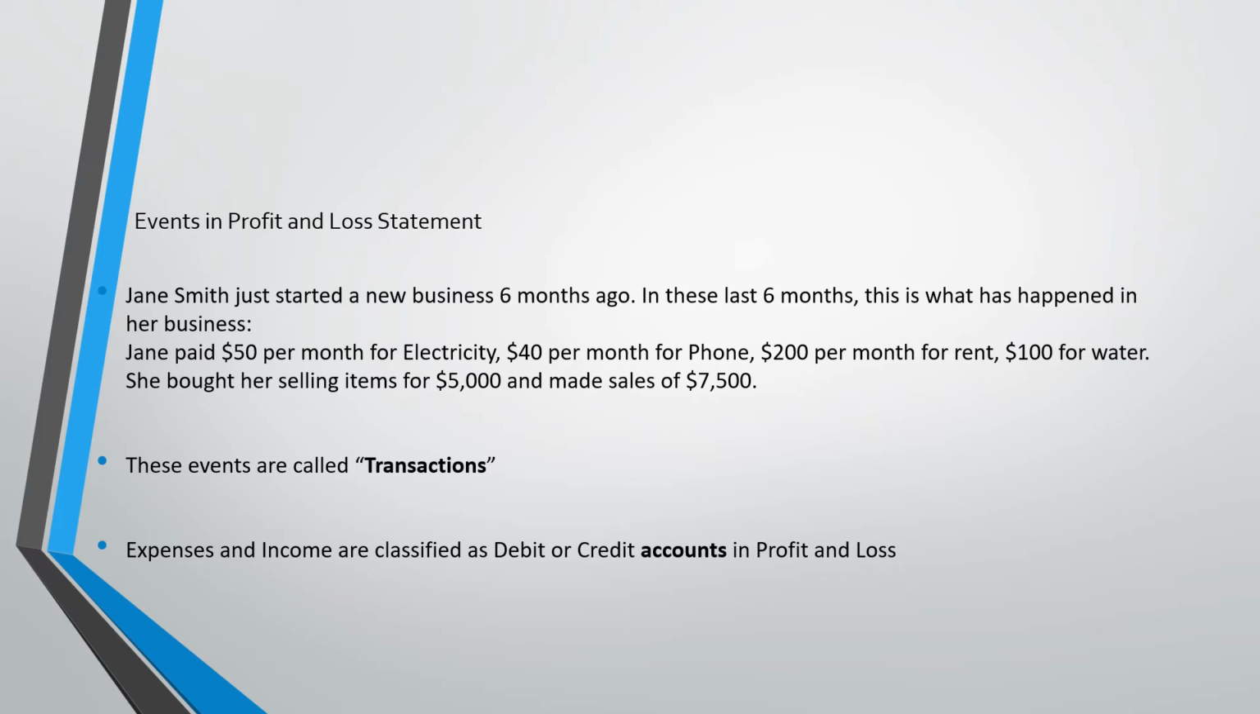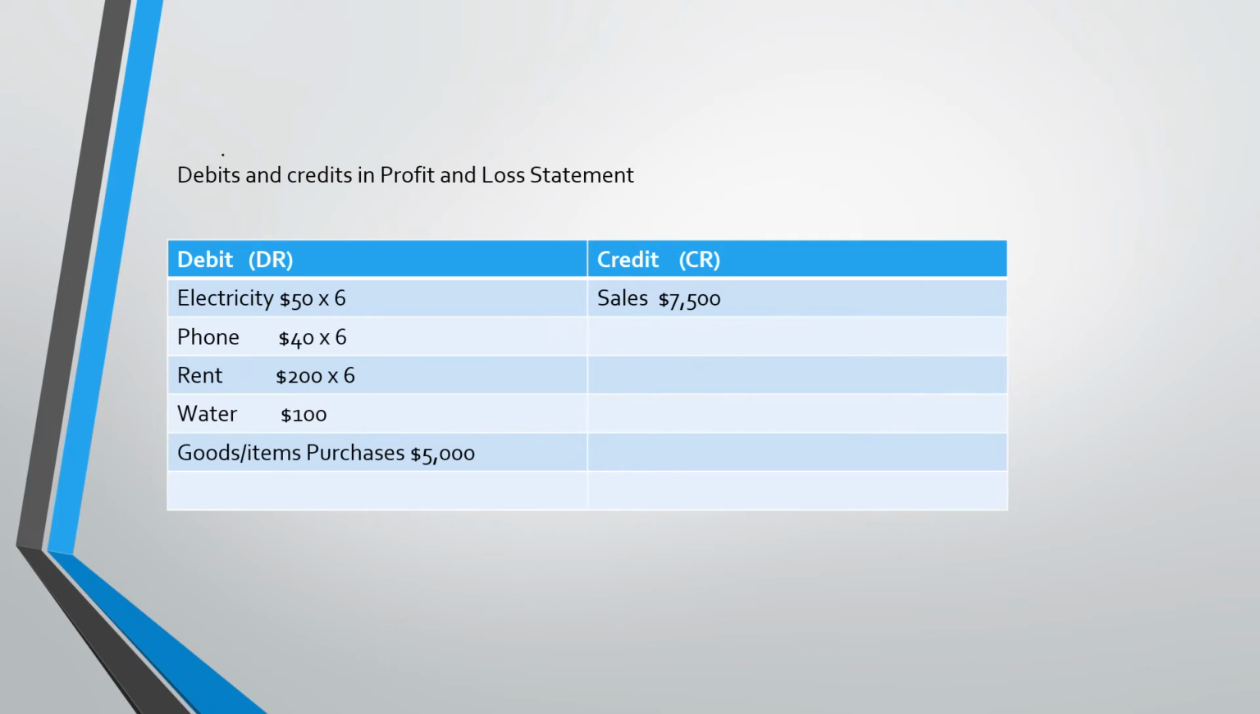So I hope you have already drafted a table for me from all these expenses and income. This is what I did earlier. Just a simple format. Electricity is $50 for 6 months, phone $40 for 6 months, rent $200 for 6 months, water $400, goods for $5,000. Did you notice that I have put it on the left hand side? All the expenses have gone on the left hand side and all the income on the right hand side. In normal business scenarios, you will be spending money before you actually sell something. You will buy something first and then you will sell it on.